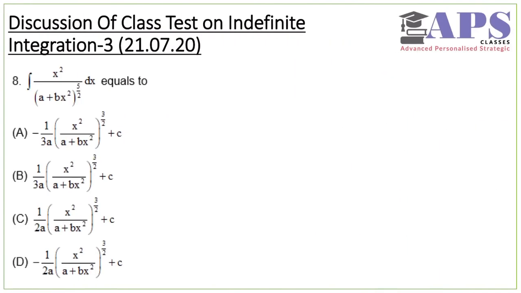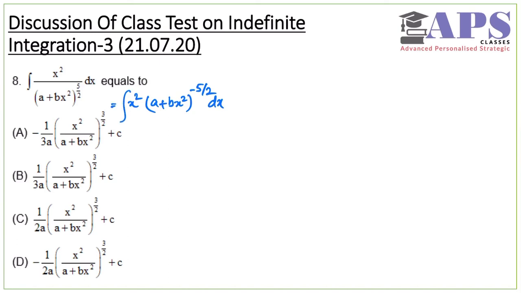This question is again of irrational type. I can write it as x square, and then I can bring the denominator into numerator and apply the formulas and all. Or else what I can do is, let me write that first, x square into (a plus bx square) whole to the power minus 5 by 2 dx. So this is our integration.